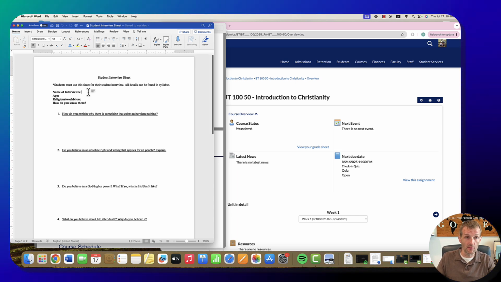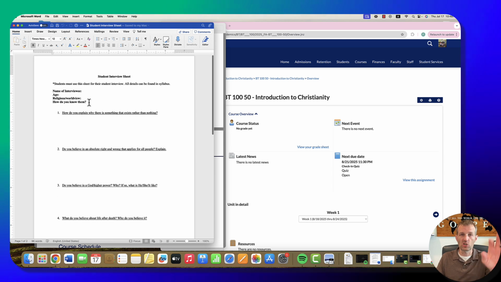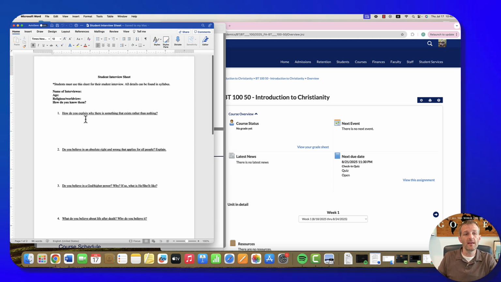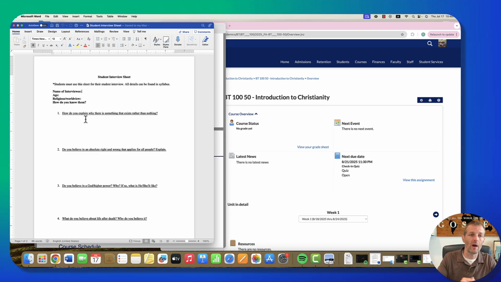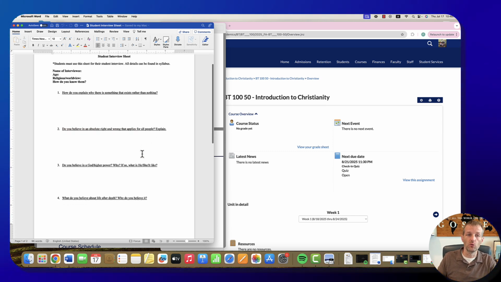You're going to put the name of the person you're interviewing, their age, what they believe, and how you know them, right? This should be very, very quick. You don't need to write like 12 paragraphs for this. Then I give you 4 questions that you have to ask them. Okay, these are the 4 questions that you have to use.